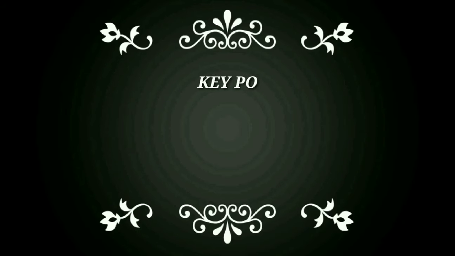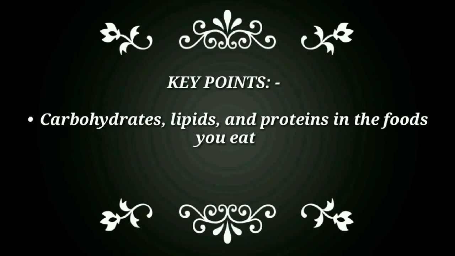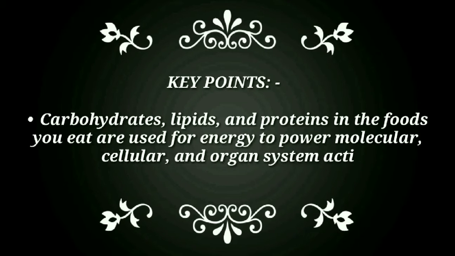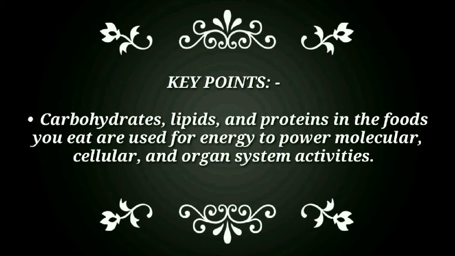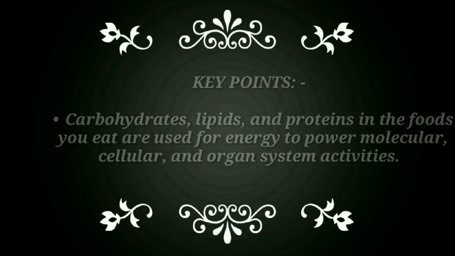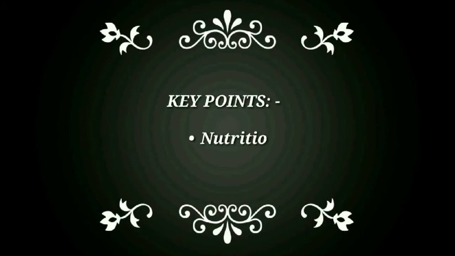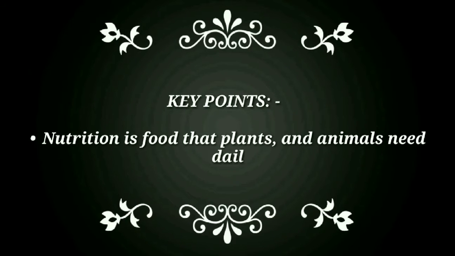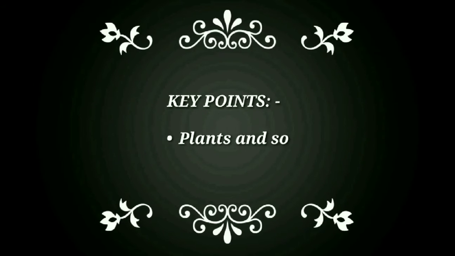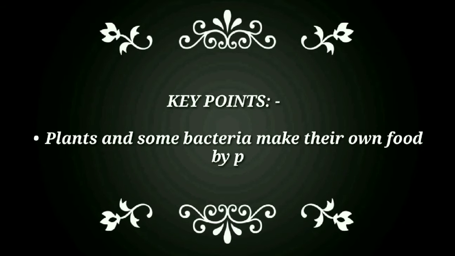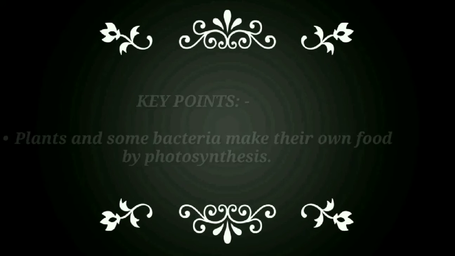Now let's conclude our lesson by going back to revise what we have learned today. Key points. Number 1. Carbohydrates, lipids, and proteins in the food you eat are used for energy to power molecular, cellular, and organ system activities. Number 2. Nutrition is food that plants and animals need daily to function optimally. Number 3. Plants and some bacteria make their own food by photosynthesis.